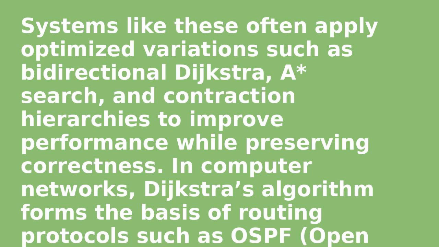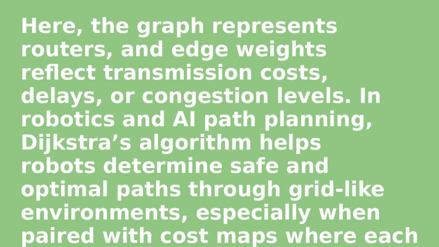In computer networks, Dijkstra's algorithm forms the basis of routing protocols such as OSPF, Open Shortest Path First, which uses link state information to determine the most efficient path for data packets across a network. Here, the graph represents routers, and edge weights reflect transmission costs, delays, or congestion levels. In robotics and AI path planning, Dijkstra's algorithm helps robots determine safe and optimal paths through grid-like environments, especially when paired with cost maps where each cell has a movement penalty.